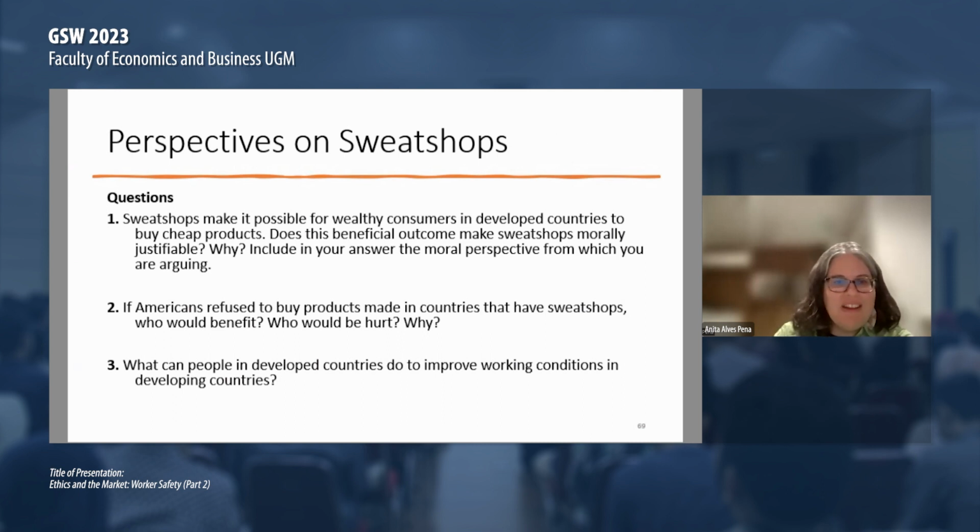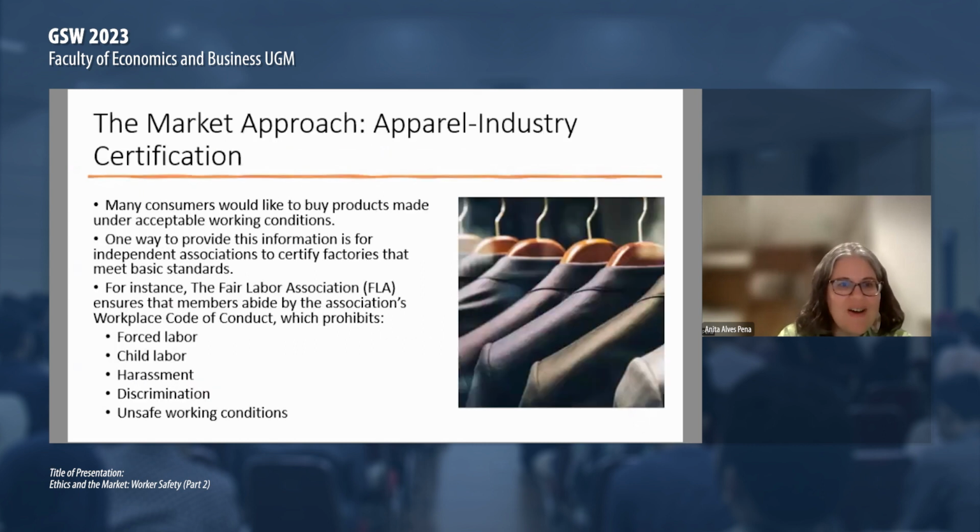All right, so I'm going to continue on and add some things to this, and think again about some of the things that we might do as we work towards a solution. So suppose that we have consumers who would like to buy products that are made under acceptable working conditions, right? Maybe as a result of some of these perspectives, as people learned more and had more awareness, we have consumers who want to buy products made under more acceptable working conditions. One way would be to provide more information.